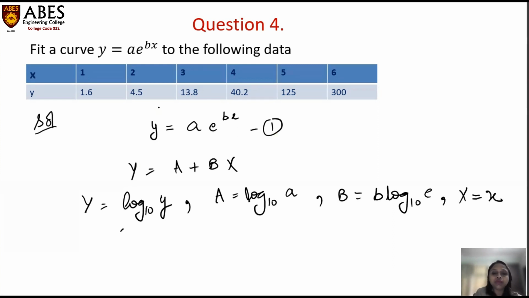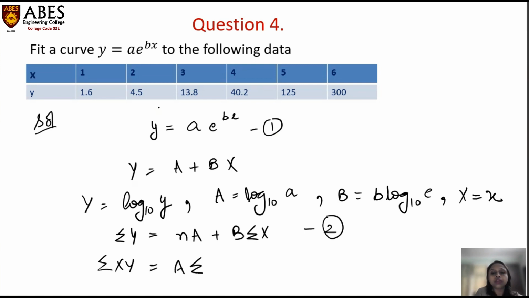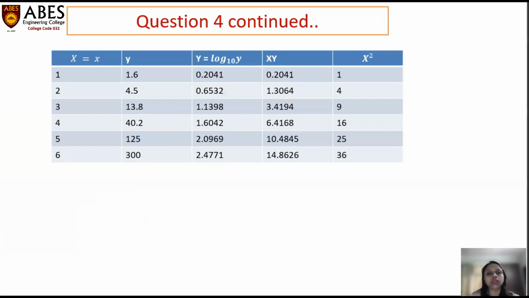So again, we have the normal equations for a straight line, mark it as equation number 2, then the second normal equation for the straight line, mark it as equation number 3. Now on solving 2 and 3, first of all, we need all the values that we can get from the table. So capital X is taking the value as small x. This is my small y originally given to me. First of all, with the help of a calculator, find capital Y by taking log to the base 10 y. Then capital X into Y and X square.